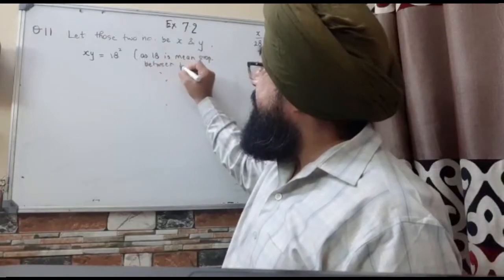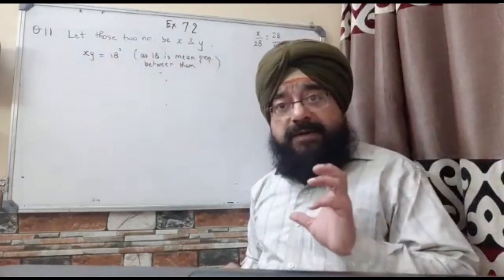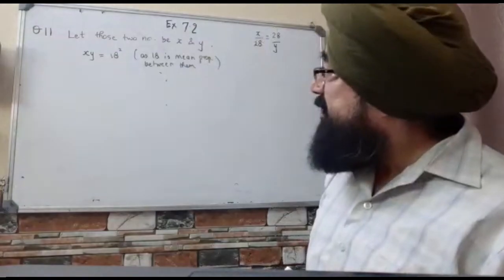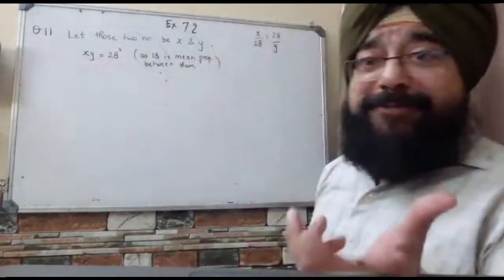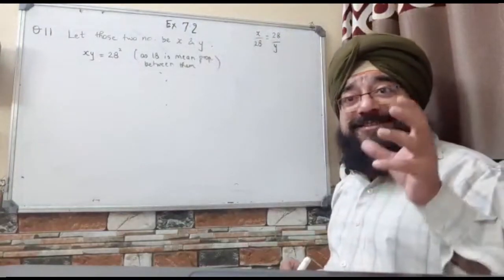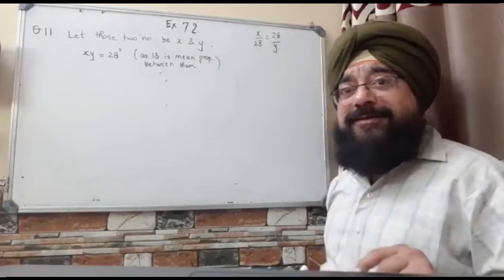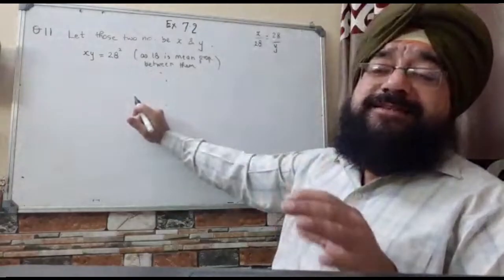Therefore, what can I say? I can say that xy is equal to 28 square. I hope you will buy this. It's okay with this. So it's 28 square. Sir, 28 is mean proportion. Yes. Pardon me for this. I was just trying to find whether you are there or not. So 28 square. So you prove that you are there. It's not 18, it's 28 square.